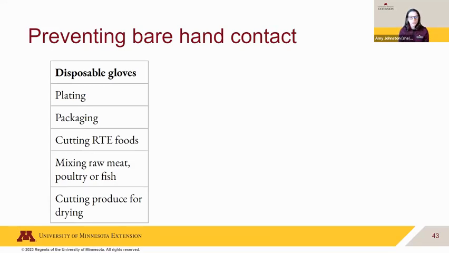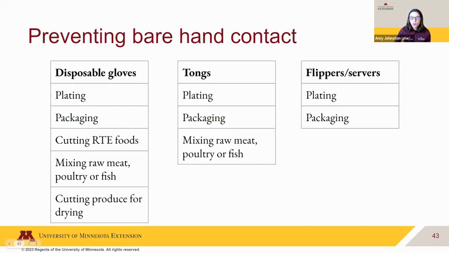And then I also included wearing disposable gloves when cutting produce or herbs for drying. While dehydrators can dry foods at temperatures of 160 degrees, some can function at lower temperatures. So if cross-contamination occurred, that temperature might not be high enough to kill any bacteria. And then utensils are also a good strategy. Just remember, prevent cross-contamination by using separate utensils for different tasks.